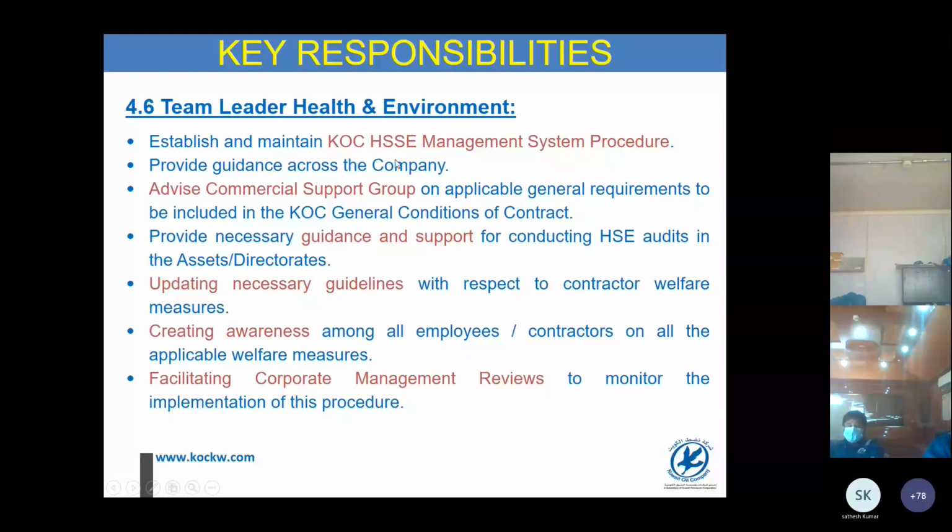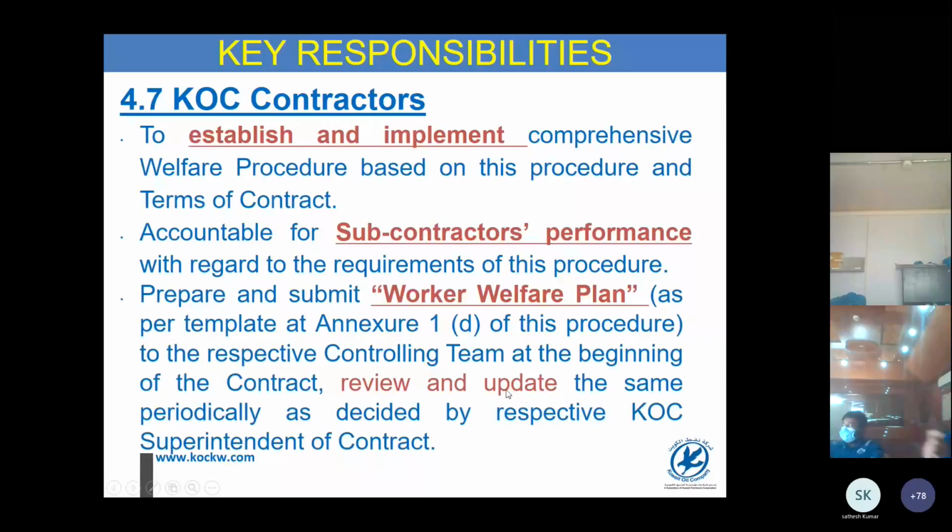There is another team leader, health and environment. He is the author of this procedure basically. And they will be advising the commercial support group, coordinating with the KPC, creating the awareness. In fact, at the last inaugural session they were there, and facilitating corporate management reviews. All these things they will be doing. The most important slide which I am showing now is 4.7, which is KOC contractors. And what exactly they have to do? They have to establish and implement the welfare procedure based on this requirement, as well as on the terms of contract, and they are accountable for the subcontractors.